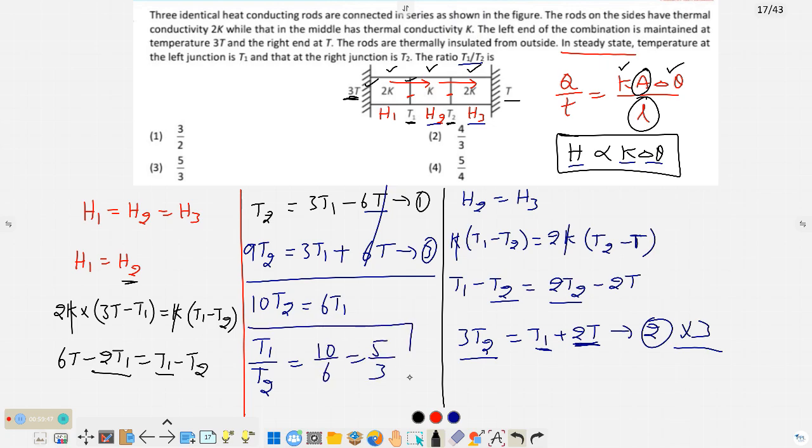The answer for this question is 5 by 3. The third option is correct for this. This paper we completed half, and the remaining half will go into the next video for the remaining questions.